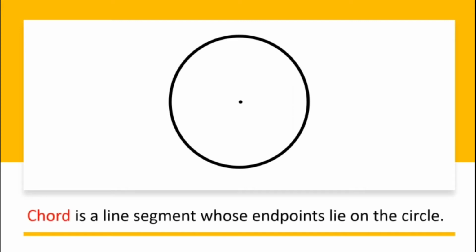Now, see, children, this is a circle. You can see this is a circle. And we are going to study a few parts of this circle. Now, see, the first one is the chord. A chord is a line segment whose end points lie on the circle. Observe once again. A chord is a line segment whose end points lie on the circle. So this is called a chord of a circle.